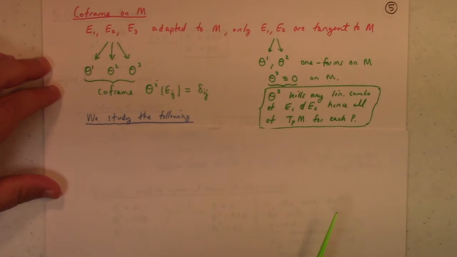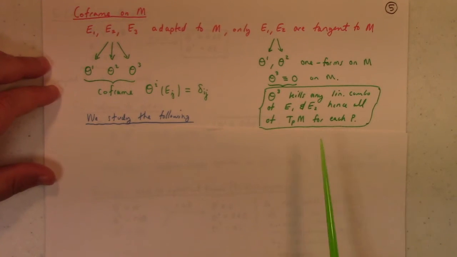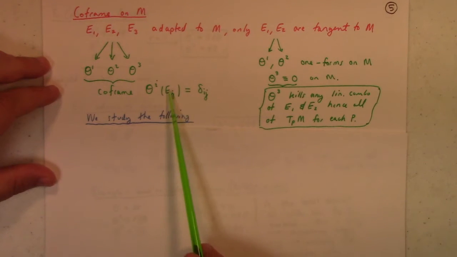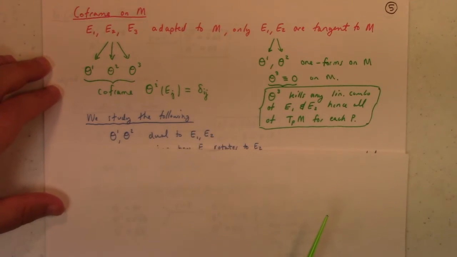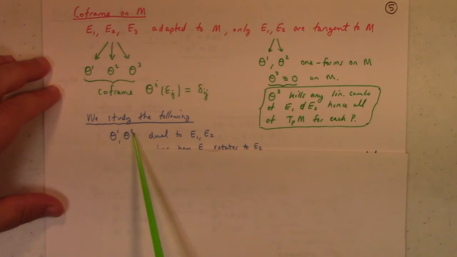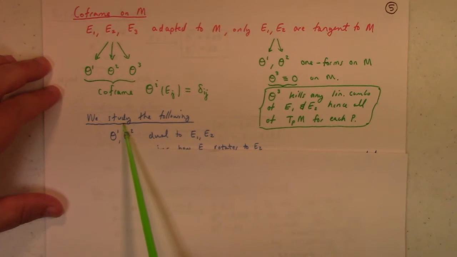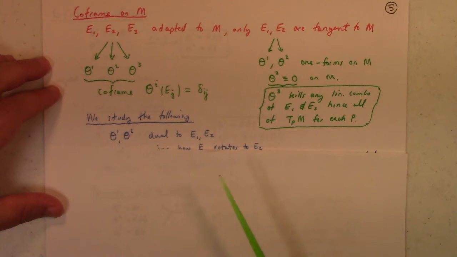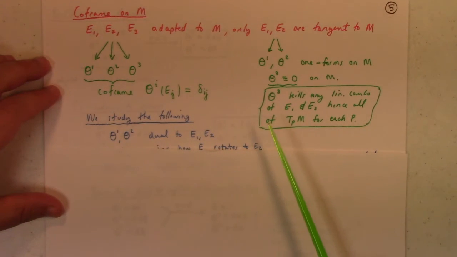So for all intents and purposes, it's 0 on the tangent spaces to M. All right, and of course we have this duality as usual. So theta 1, theta 2, and I try to keep theta 1 and theta 2 upper indices, but I do slip up on that here and there. O'Neill has these indices down.